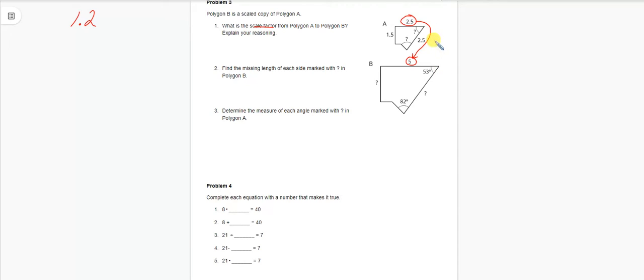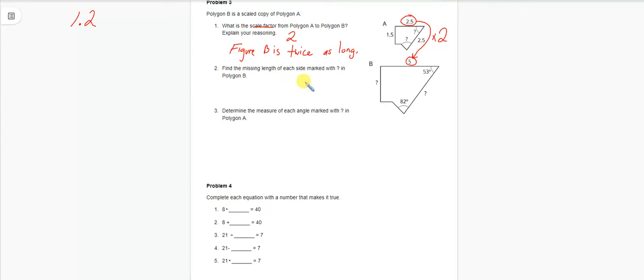And so when you ask yourself that question, sometimes it's mental. It's as easy as just saying like this, 2.50 doubled is 5. Other times you might have to divide these two numbers to find that, but in this case I believe that is mental. And so we know that the scale factor is 2 because figure B is twice as long. Okay, so 2 is our scale factor.